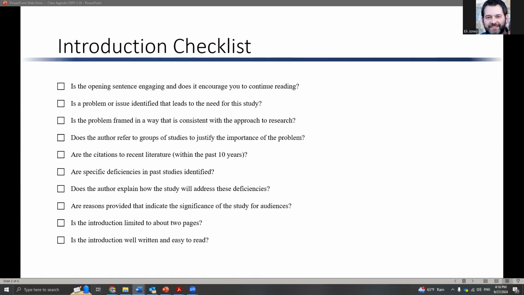If it's qualitative, do I identify some themes, or do I not have a theory because I'm going to generate a theory? Do I have recent citations? Do I have specific deficiencies in the past studies identified? And that goes up to the problem or the issue, right? So let's talk about my example here. And we're going to go through this checklist together.